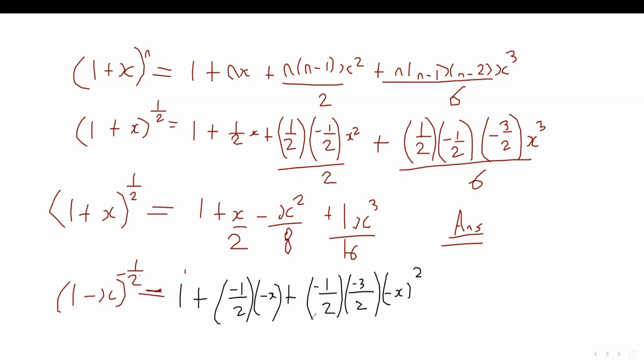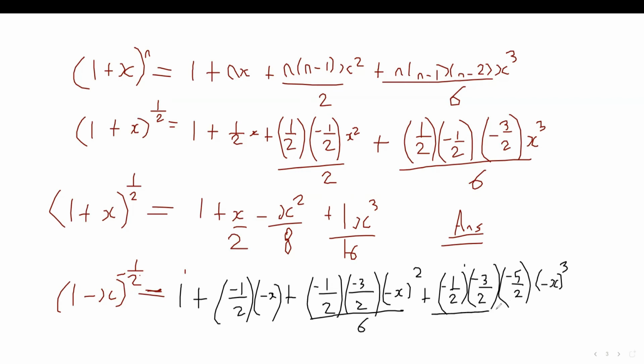And this is being divided by 3 factorial of 6. This is now plus, this is then minus a half, then minus 3 over 2, then minus 5 over 2, then this is being multiplied by minus x cubed, and this is being divided by 3 factorial, which is 6. So over here, it should have been 2 factorial. I'm trying to go too fast, but 2 factorial.